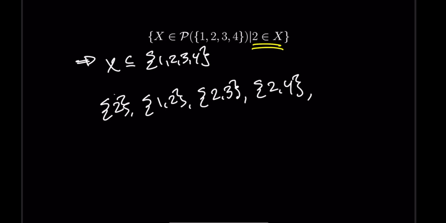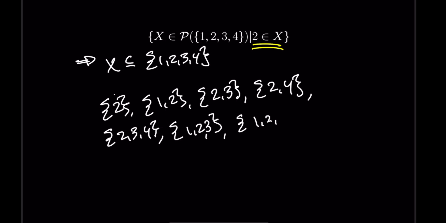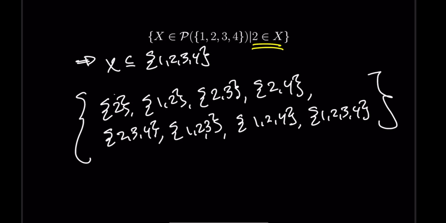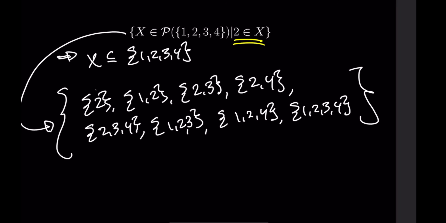Now we want 3-element sets containing 2. Maybe 2, 3, 4 would be one of those. 1, 2, 3 would be one of those. And 1, 2, 4 would be another one. And then we'll need 4-element sets also containing 2, but that'll be the set itself: 1, 2, 3, 4. Great. And then let's put braces around this whole thing, and that would be our final description of this set.